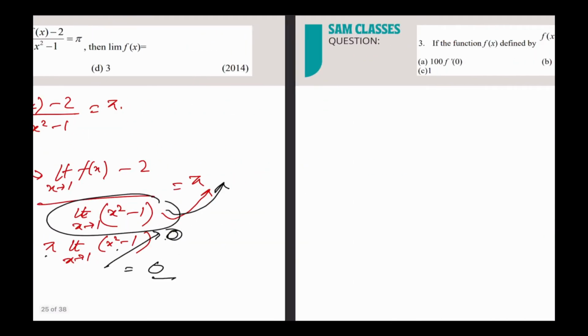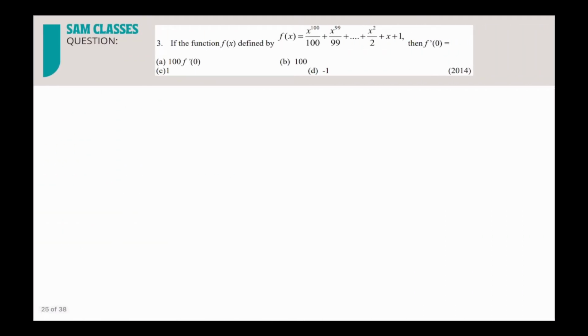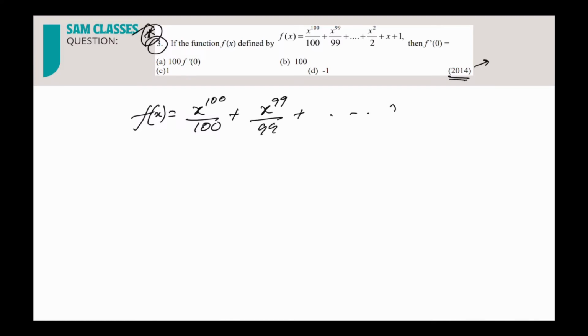Now let's see the next question. Again, mark this question as very important, because you will see a very similar concept around 2018, 2019, exactly similar. So what is it? Nothing is there in this differentiation. F dash x equals x power 100 by 100 plus x power 99 by 99 plus dot dot dot x square by 2 plus x plus 1. This is the question, correct?